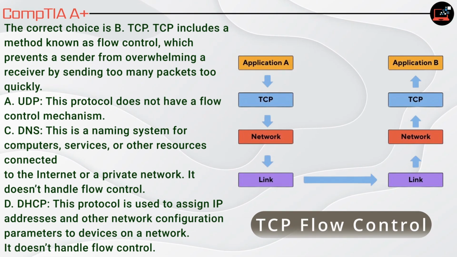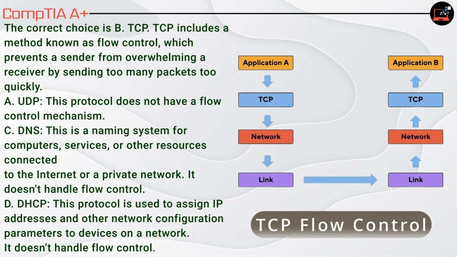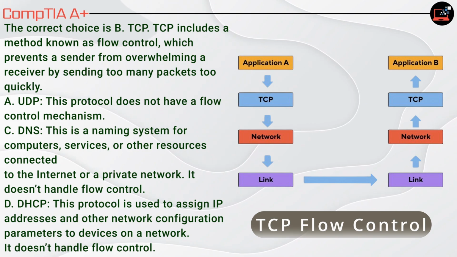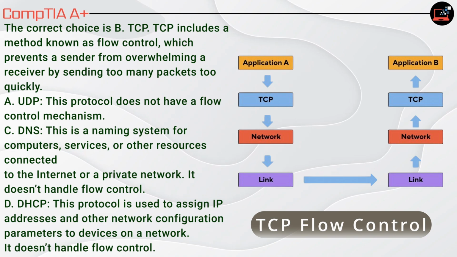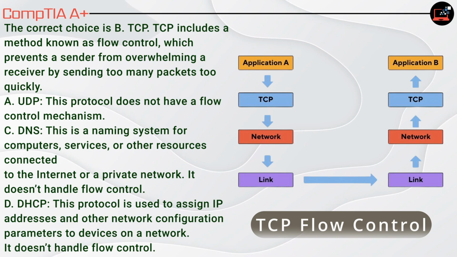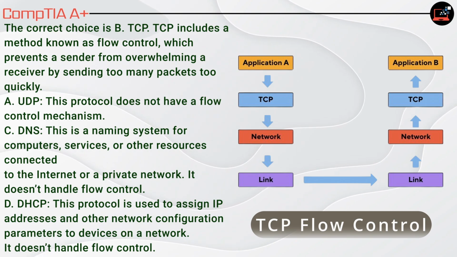The correct choice is B. TCP. TCP includes a method known as flow control, which prevents a sender from overwhelming a receiver by sending too many packets too quickly. A. UDP. This protocol does not have a flow control mechanism. C. DNS. This is a naming system for computers, services, or other resources connected to the internet or a private network. It doesn't handle flow control. D. DHCP. This protocol is used to assign IP addresses and other network configuration parameters to devices on a network. It doesn't handle flow control.